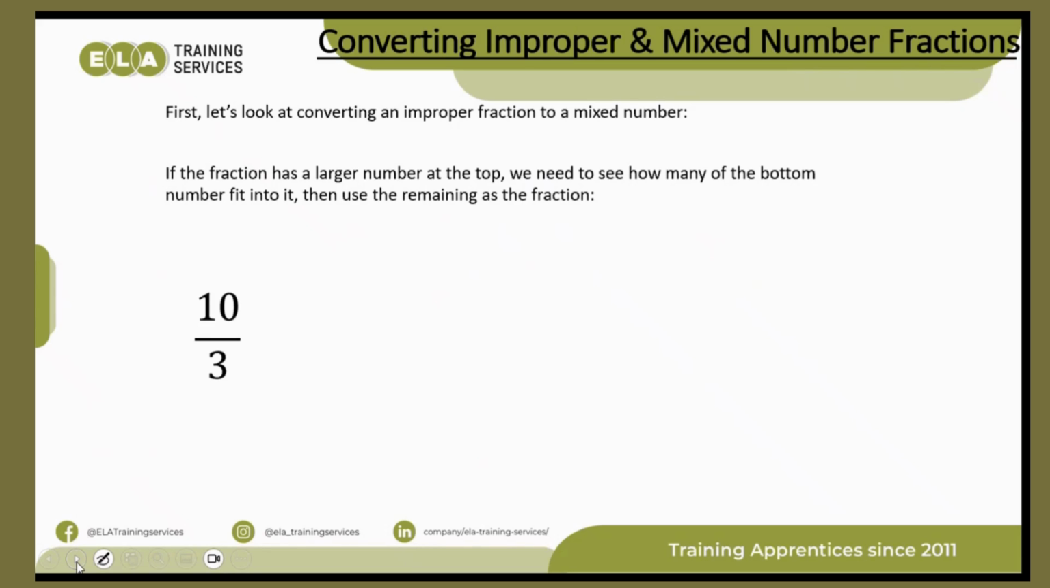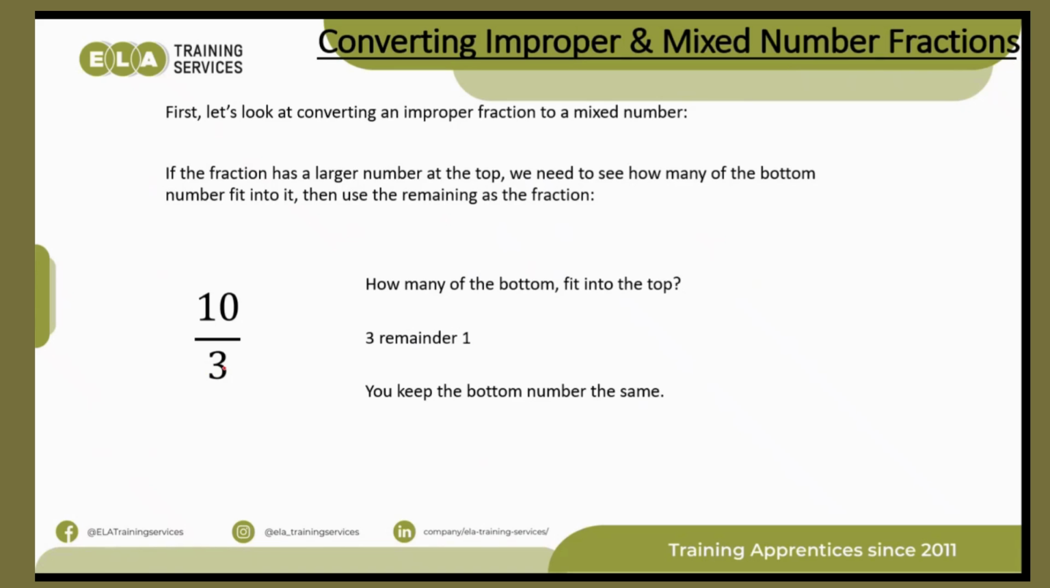So for example, here we've got 10 over 3. Obviously the top number is bigger than the bottom. So we say how many of the bottom can fit into the top. How many 3s are in 10? Imagine you were doing it in bus stop. You've got 3, 6, 9. So it'd be 3 and then 1 is left over. So we'd say 3 remainder 1. You keep the bottom number the same, which is 3, and you write it as 3 wholes and 1 over 3. So your remainder is over your original bottom.